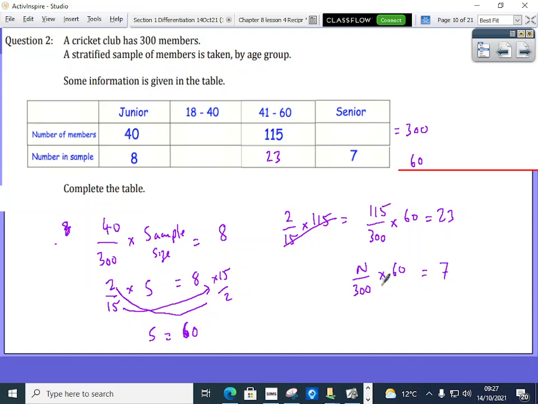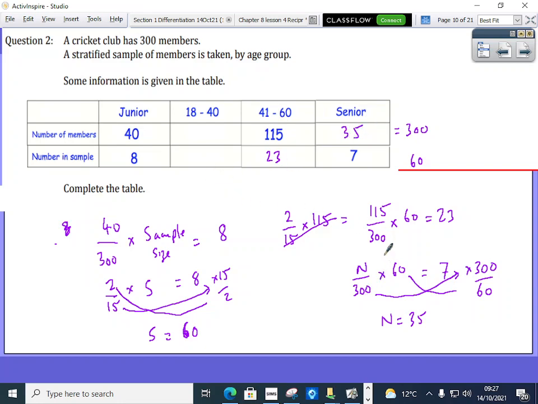So I just have to keep on reversing it. Now I could take the 300 to the other side by timesing by 300, and take the 60 to the other side by dividing. So if I do 300 shared by 60, I get 5. 5 multiplied by 7 is 35. So n in this case, the number of members, would be 35. So this will be 35 here.